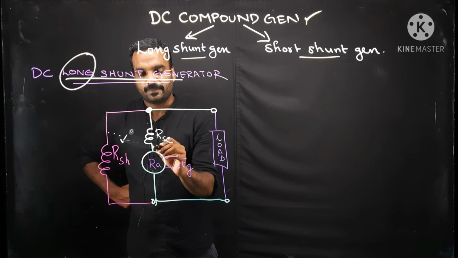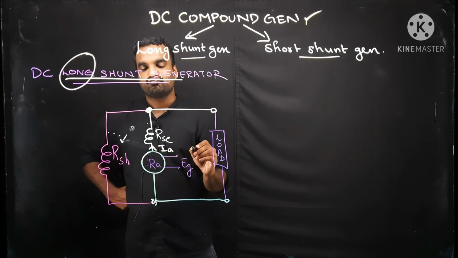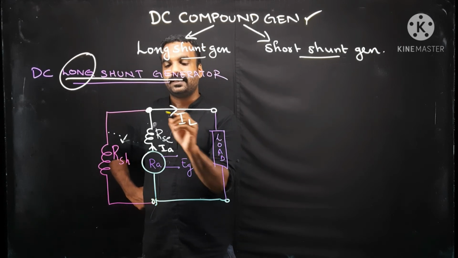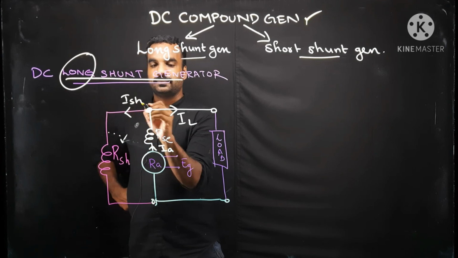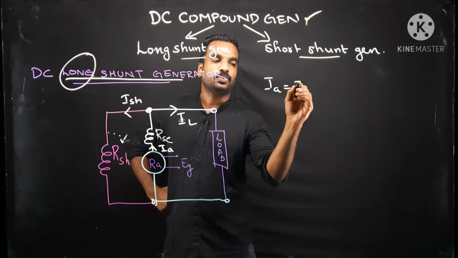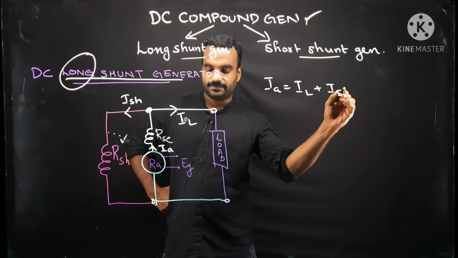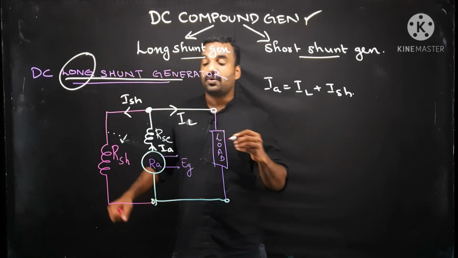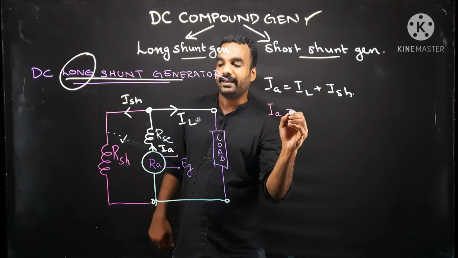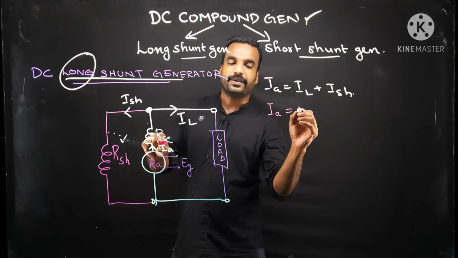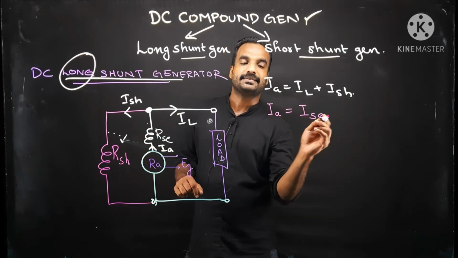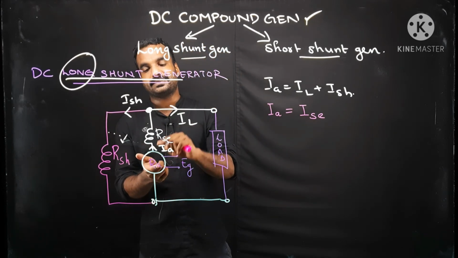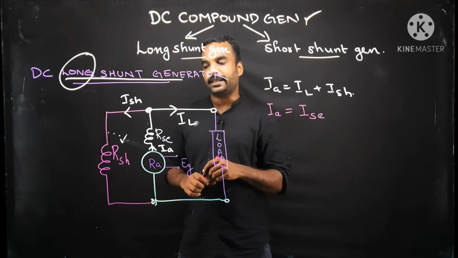Now this is the armature current IA. This IA will split into IL and ISH. So we can write IA is equal to IL plus ISH. On the other hand, we can see IA is passing through the series field winding also. So the series field winding current ISC and IA are the same, because RA and RC are in series. So IA and ISC are the same.